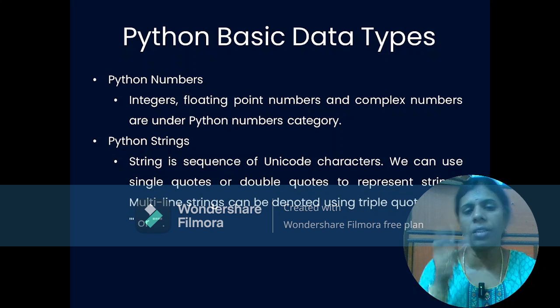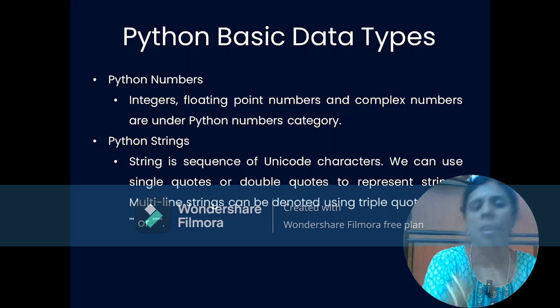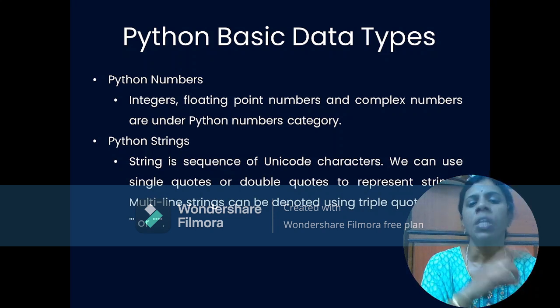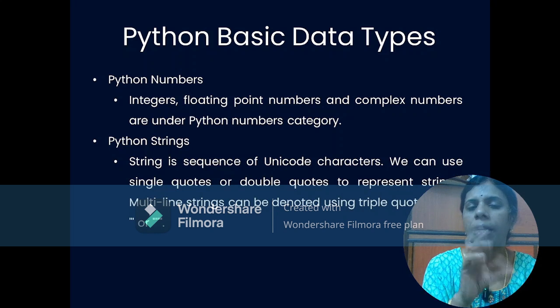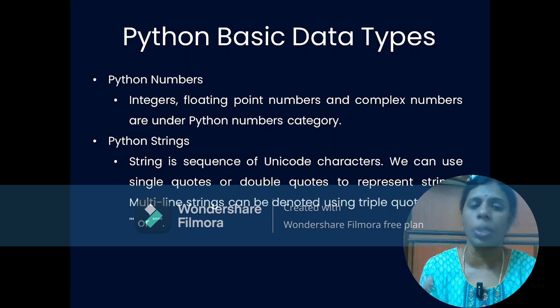Number means a whole integer, and also floating point numbers and complex numbers. These are all the categories under the Python number data type. The string category means a combination of characters. We can use single quotes or double quotes. Both are represented as a string.